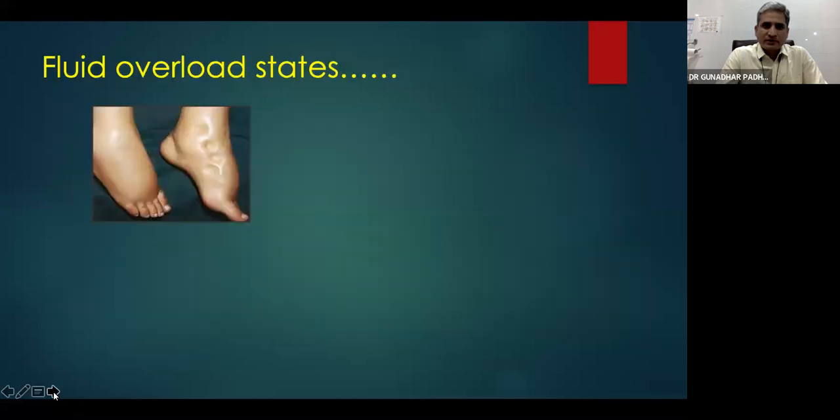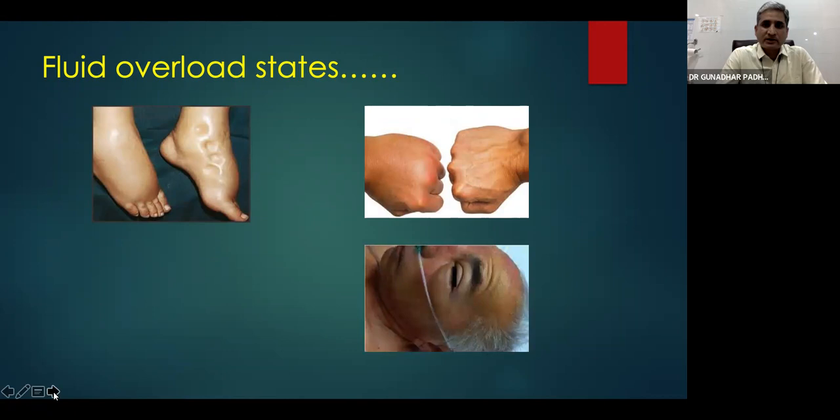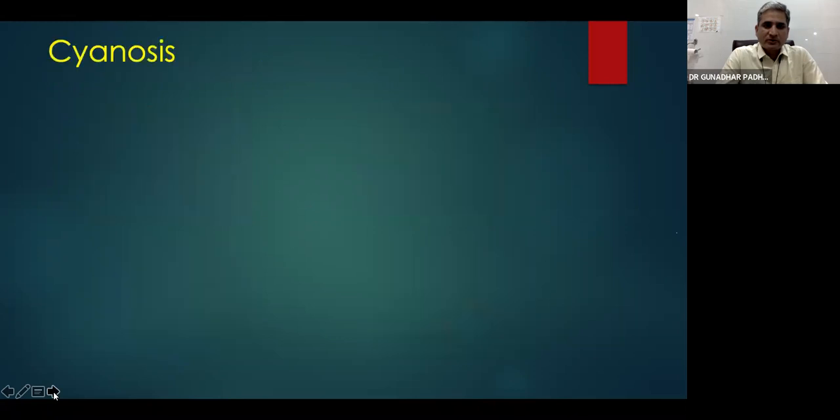Fluid overload states are not to be easily missed, like pitting edema in the hands, particularly in the dependent areas, which is the most important part. And in the X-ray, sometimes you can also see bilateral congestion of both the lower zones, or bilateral basal edema, or Kerley B lines. Kerley B lines are very specific, particularly in the X-ray of pulmonary edema. And these are the signs of heart failure also.